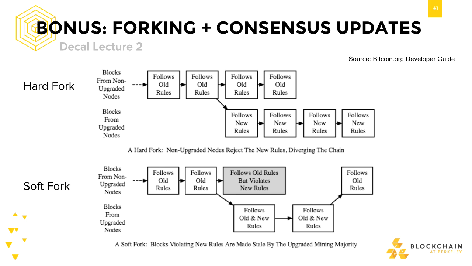Okay, talking a little bit about forking and consensus updates. Whenever you need to make an upgrade to the Bitcoin network, sometimes the new rules that you implement for coming to consensus will be incompatible with the old rules. This is called a fork. There are two types of fork.